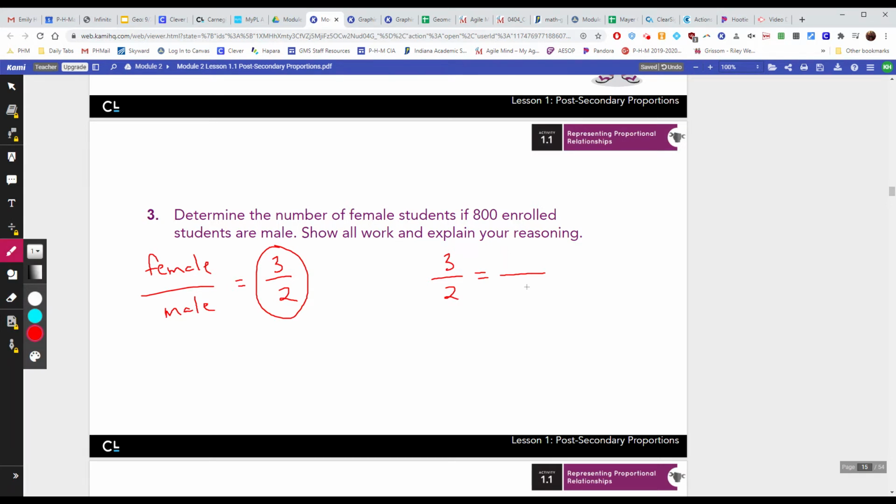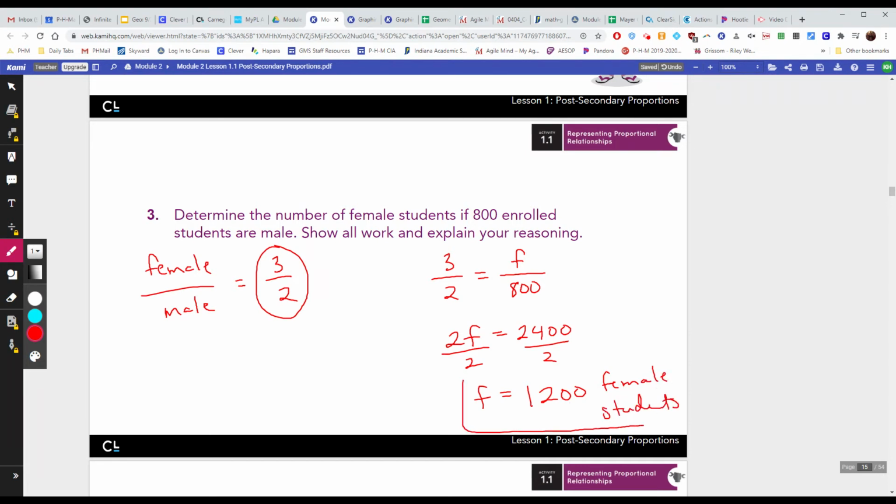Determine the number of female students. So we're trying to find female. If there are 800 male students, they tricked me. There we go. That's going to work out much better. Now we'll do cross products. So 2 times f is 2f. 3 times 800 is 2,400. Divide both sides by 2. F is going to be 1,200 female students. And we will continue this activity in another video.